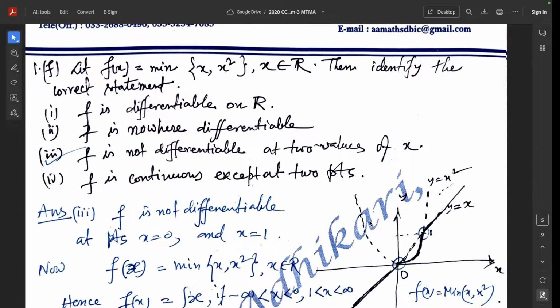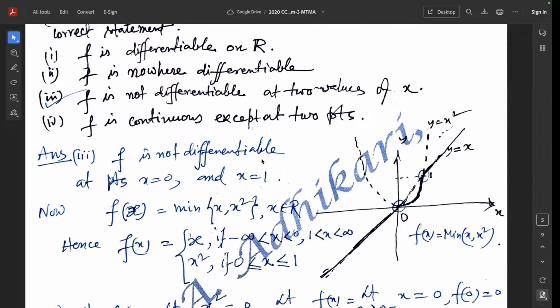Here is the graph y equal to x square and this is the graph y equal to x. So minimum of x comma x square. For negative x, the minimum is this branch y equal to x, and from 0 to 1, the minimum is y equal to x square, and when x is greater than 1, y equal to x is the minimum. So f is not differentiable at the points x equal to 0 and x equal to 1.